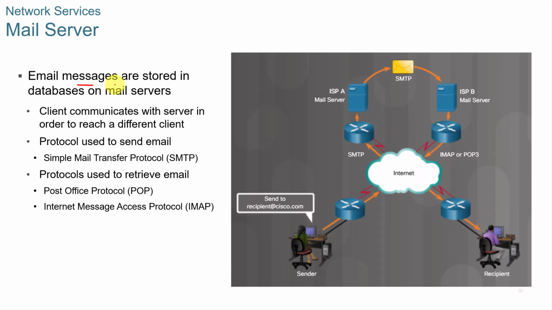A mail service is email messages that are stored in a database on a mail server, and the client requests to see what mail messages are there, and they will send them down. There are different protocols: Simple Mail Transfer Protocol, SMTP, or POP or IMAP. There are different ways that they pull those from the email server, and you cover this in more depth in other courses with the Cisco Academy.